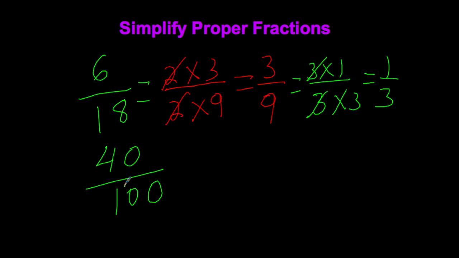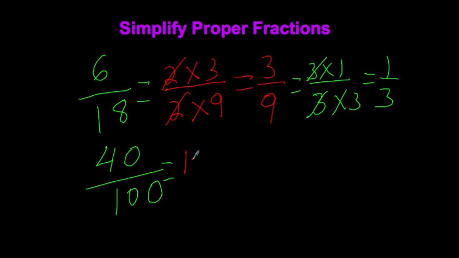Now go ahead and try to simplify 40 over 100. Because 0 appears at the top and 0 appears at the bottom, but there's only 1 0 at the top and there's 1 0 at the bottom, this one is divisible by 10. You can also just cancel 1 0 at the top and 1 0 at the bottom. You're left with 4 over 10.